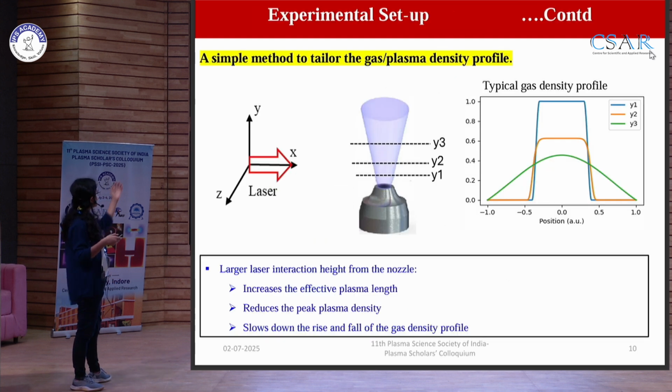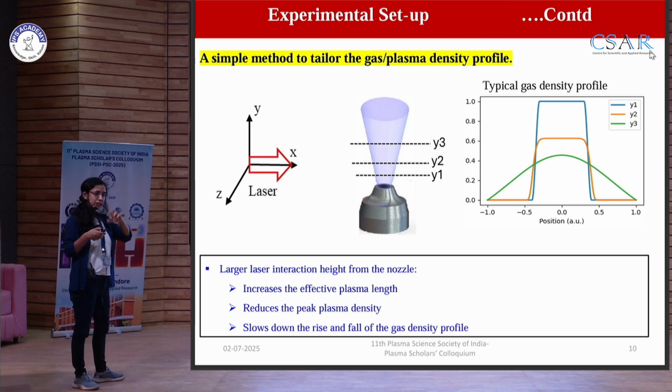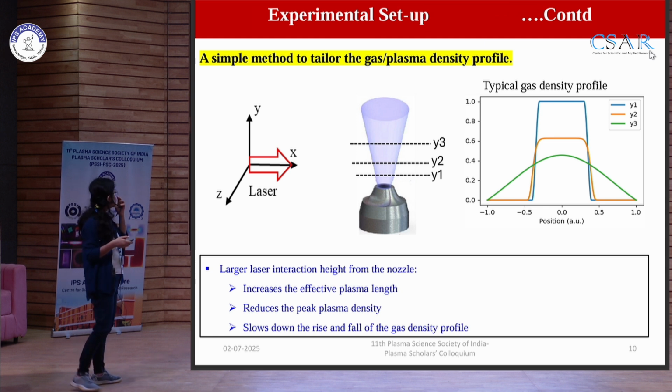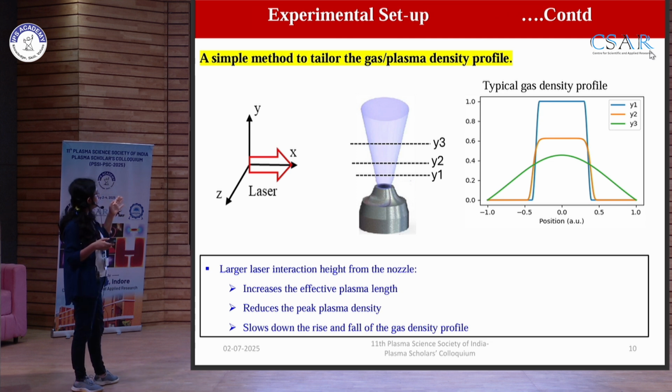Now, since the main focus was to change the vacuum and plasma density slope, how did we do that? We implemented a simple method to tailor the gas or plasma density profile. We change the laser plasma interaction height from the nozzle axis. In this figure, we have changed Y1, Y2, and Y3. The variation in this height will result in an increment in the effective plasma length. It reduces the peak plasma density. And additionally, what we wanted, it slows down the rise and fall of the gas density profile.